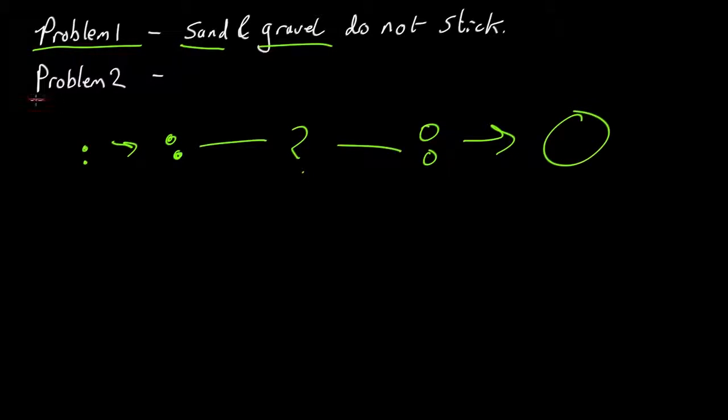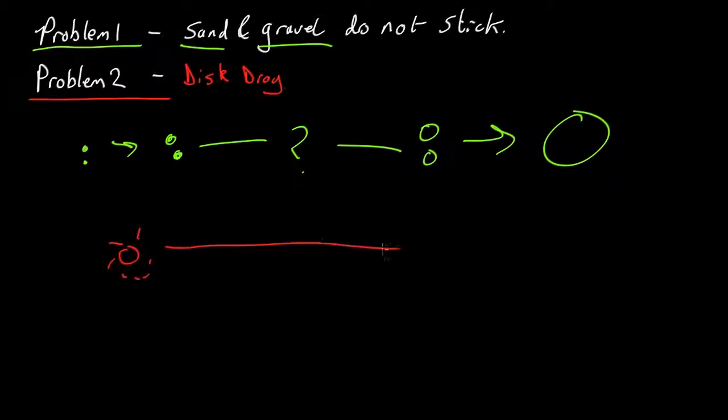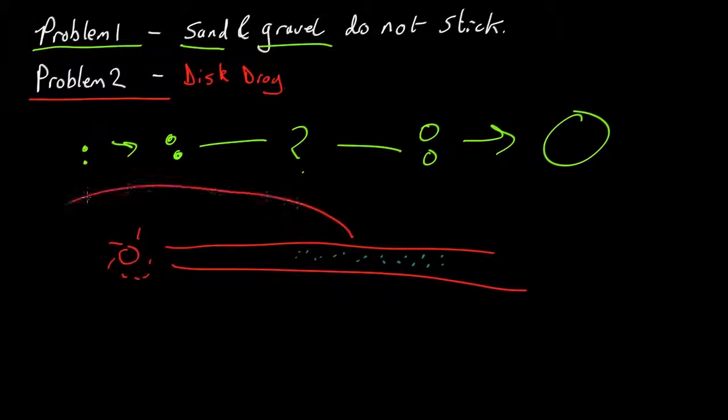But there is a second problem, which is disk drag. What's this? Well, let's have an edge-on view of our protoplanetary disk. We've got the star in the middle, and we've got a layer of gas, and inside it are lumps of stuff of different sizes, which are the grains that are going to end up forming the planets, etc., etc. And the whole disk is spinning round at some speed.